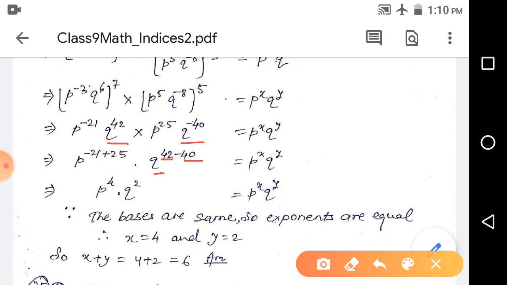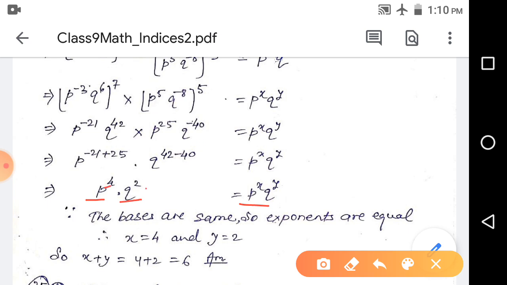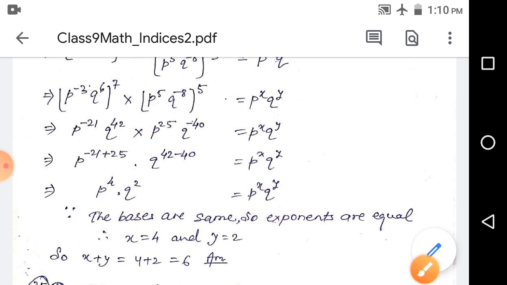Now finally we got p to the power 4 and q to the power 2, and here in the RHS part we have p to the power x and q to the power x. You know that if the bases are equal, their corresponding exponents are also equal. Here we have p into q as the base, and here also we have p into q as the base, so their corresponding exponents must be equal.